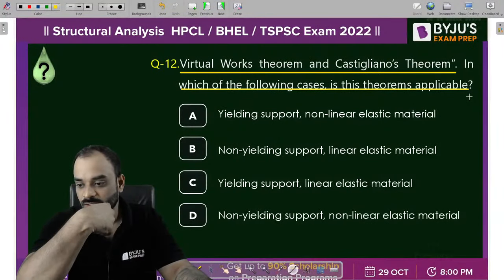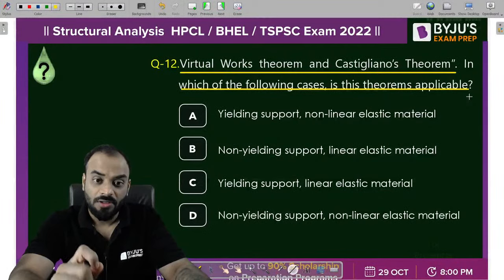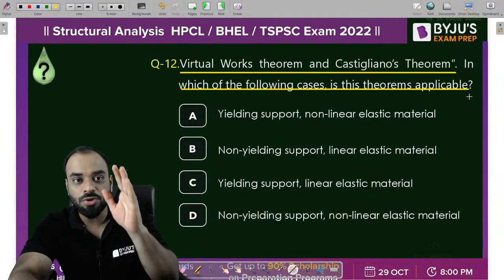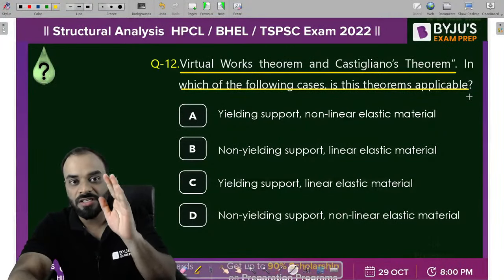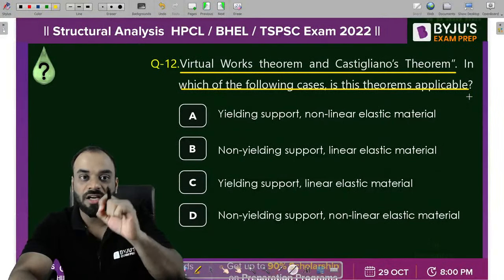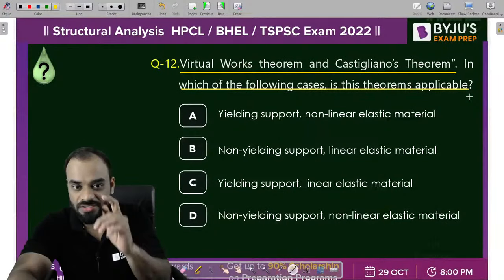Guys, the assumption is that in whatever structure you are using, the support should be in a non-yielding condition. That means it should not settle down or have any kind of trivial reaction, right? It always has a non-trivial reaction. That is the first thing.